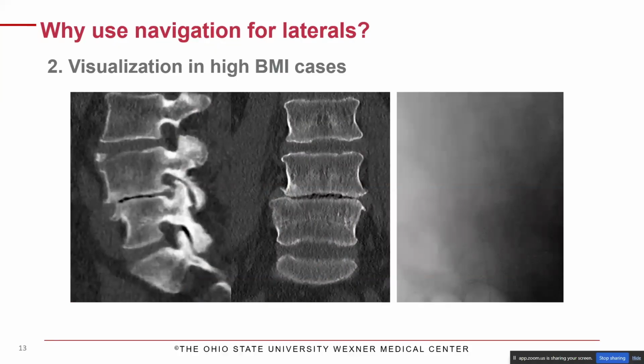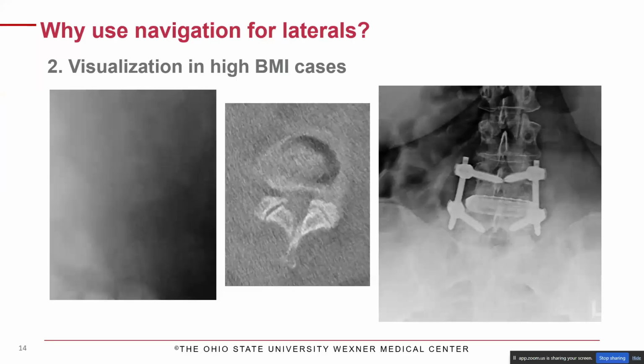Number two, visualization, especially in high BMI cases. So this is a real case of an L4-5 LLIF that I did, where you have the pre-op CT scan showing disc space collapse, vacuum disc, and foraminal stenosis. She had symptomatic radiculopathy at this level and back pain. Then in the operating room, you see our localization shot with the fluoro, and essentially nothing's visible. And this was due to body habitus, but we were able to get through the case using navigation.